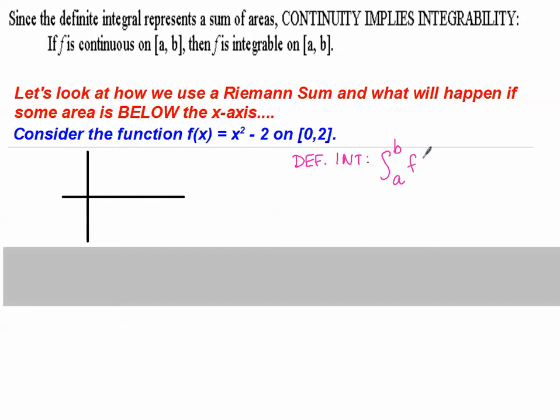So we said, just to have it to look at here, the definite integral, what it is, integral on a to b of f of x dx, and how that equals the limit of the sum of f of c sub i times delta x from 1 to n, where n is going to infinity. And we said that this part is how we symbolize a Riemann sum.